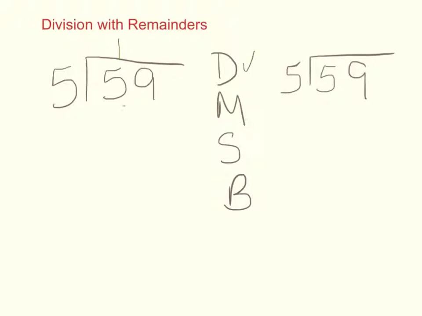5 times 1 is 5. Put that right there. We just multiplied. Now we need to subtract. 5 minus 5 is 0. We just subtracted. Next thing we need to do is bring down. What are we going to bring down? We're going to take this 9 and slide it down here. Okay, so we brought down. Now what do we need to do? Now we go all the way back up to the top and divide again.